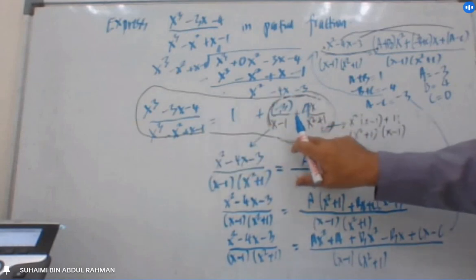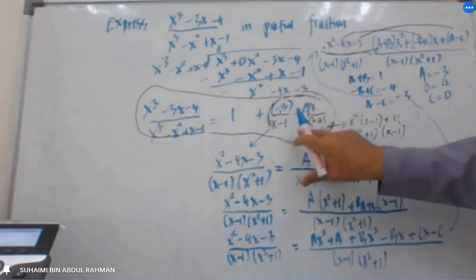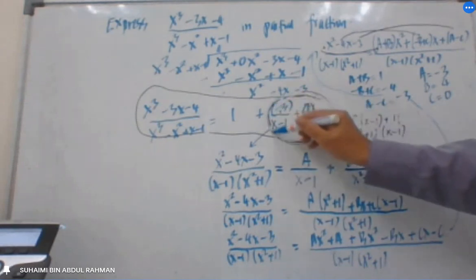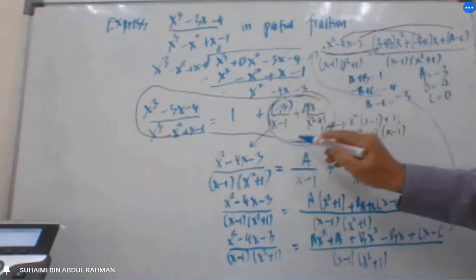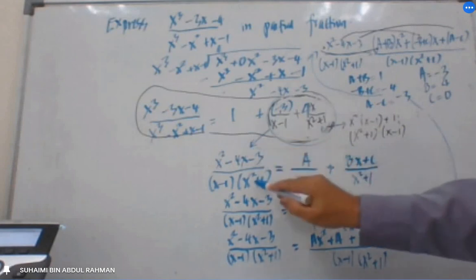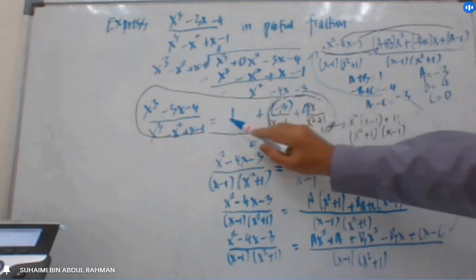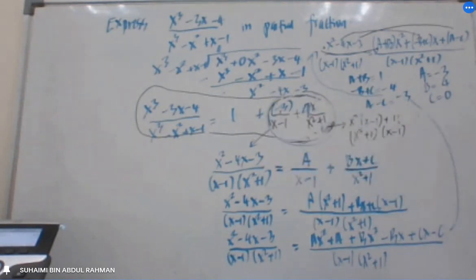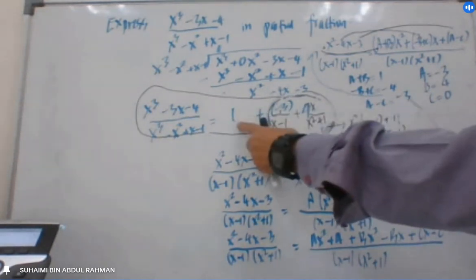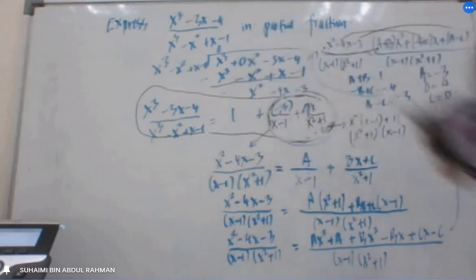So this rational function can be written as this. This is what we call partial fractions. The original is here, and the process is how we get this. But do not forget number 1 there. How do we get number 1? From long division, from the beginning.